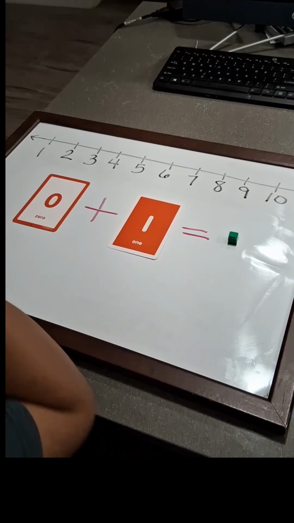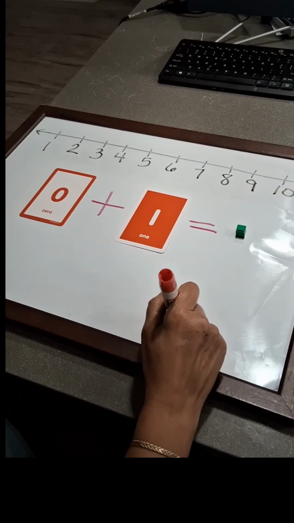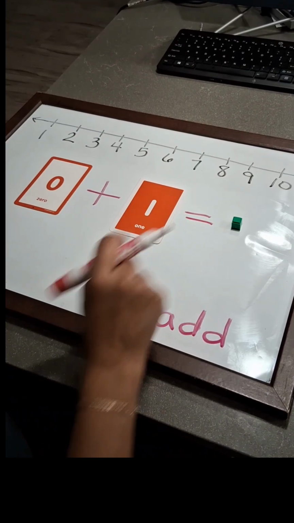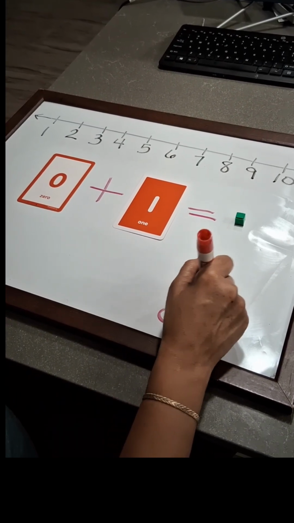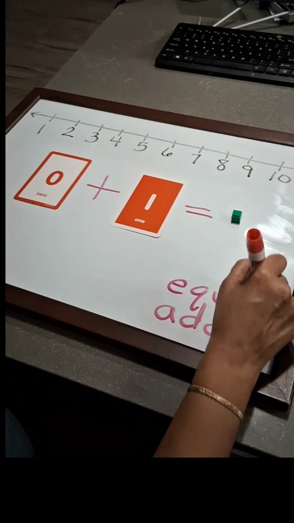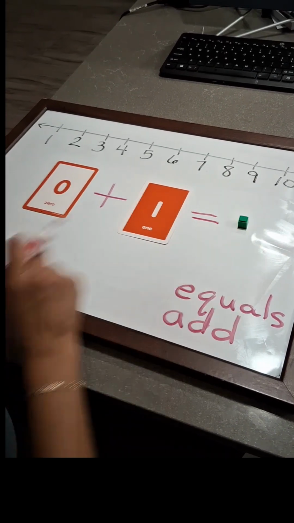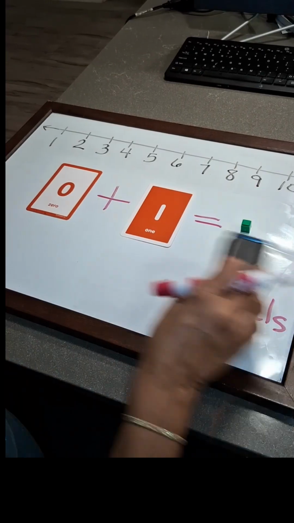And when we're adding, we might use words like add. We'll use words equal or equals. So 0 plus 1 equals 1. Okay?